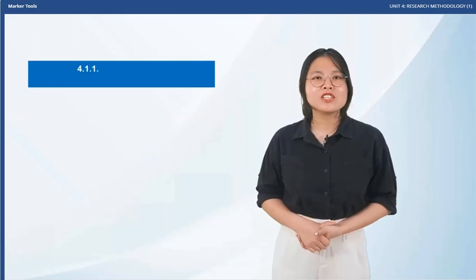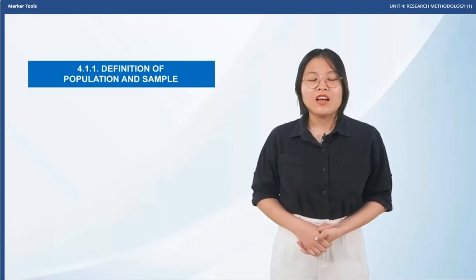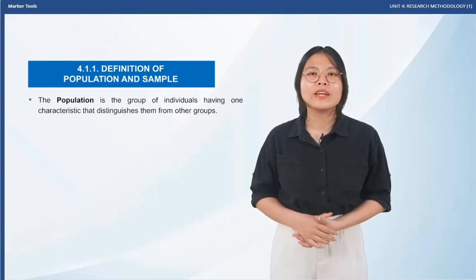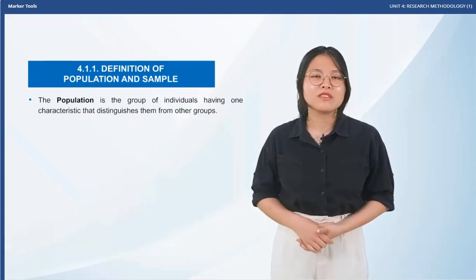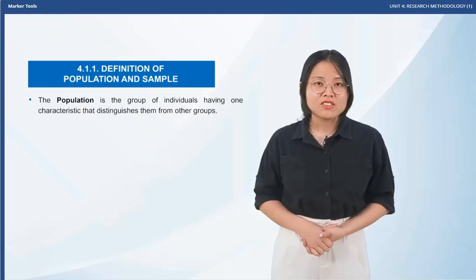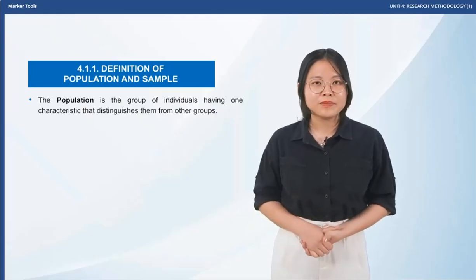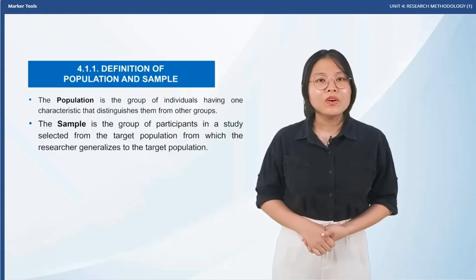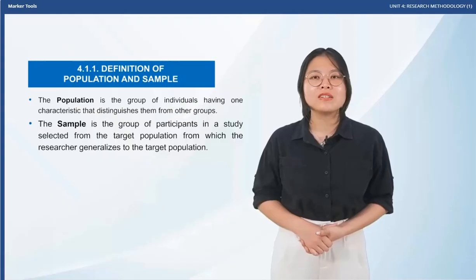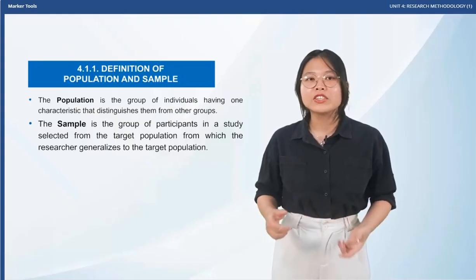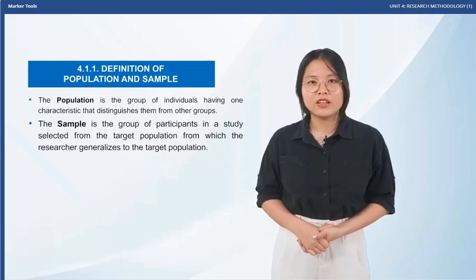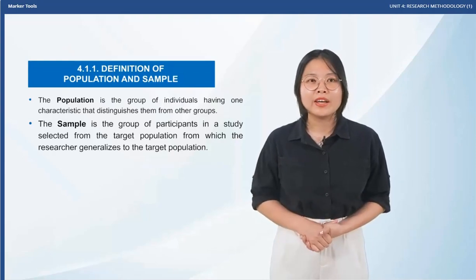Now let's come to the definitions of population. Population is the group of individuals having one characteristic that distinguishes them from other groups. For example, the university students or the grade 1 students. However, sample is a group of participants in a study selected from a target population from which the researcher can generalize to the target population. Generalize here means khái quát hóa.